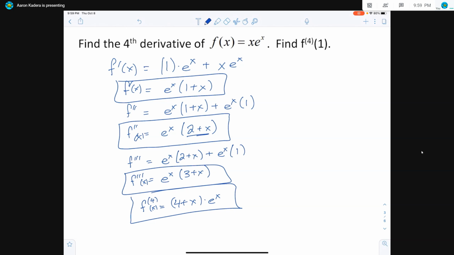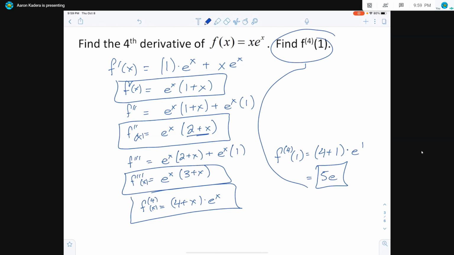And if I would like to evaluate the 4th derivative of f, so f 4th derivative at 1, then I would be going 4 plus 1 times e to the 1, which would equal 5e, just like that. So that's ultimately the answer that we wanted right there. We also found the 4th derivative on our way there. Let's move on to the next example.